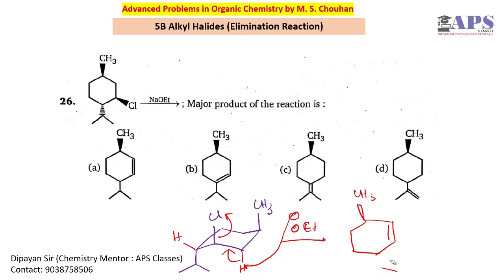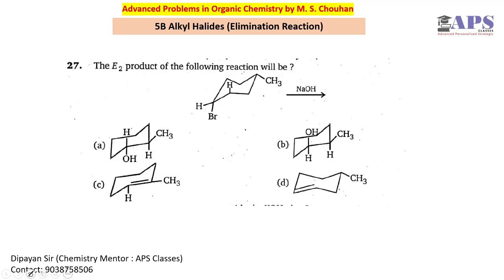We can draw this one like this also, okay, below the plane. I don't know why they have not used the orientation of the isopropyl group, but this should be the correct answer. Okay, so according to this we can say that option A is the more correct option, or the only correct option.